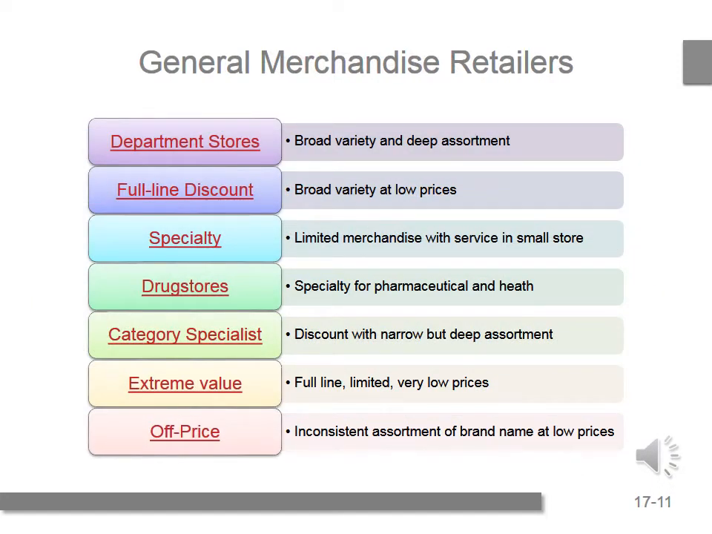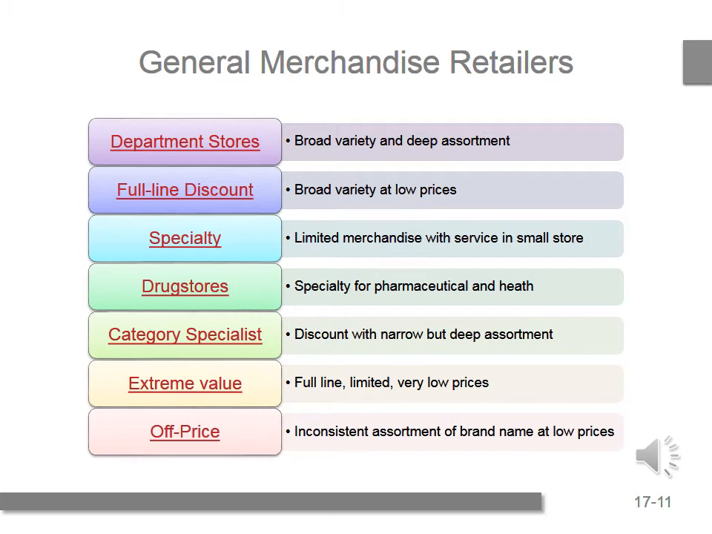General merchandise retailers are broken down into listed categories, students. Department stores, known for broad variety and deep assortment. Full-line discount, known for broad variety at low prices. Specialty, limited merchandise with service in small stores. Drug stores, especially for pharmaceuticals and health aids. Category specialists, discount with narrow but deep assortment. Extreme value, full line, limited, very low prices. And off-price, inconsistent assortment of brand name goods at low prices.